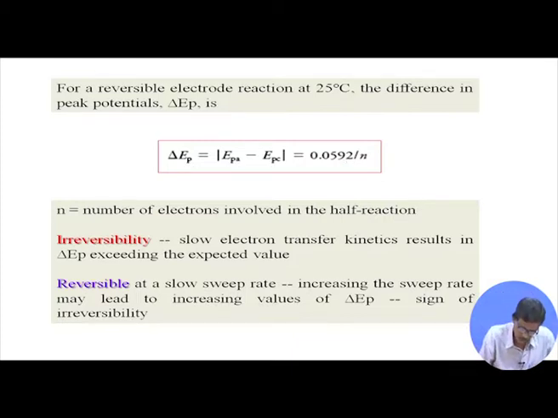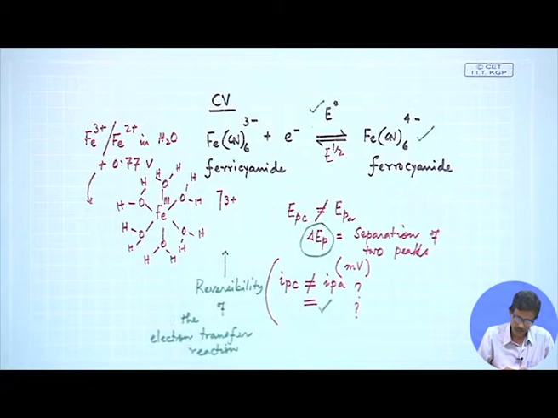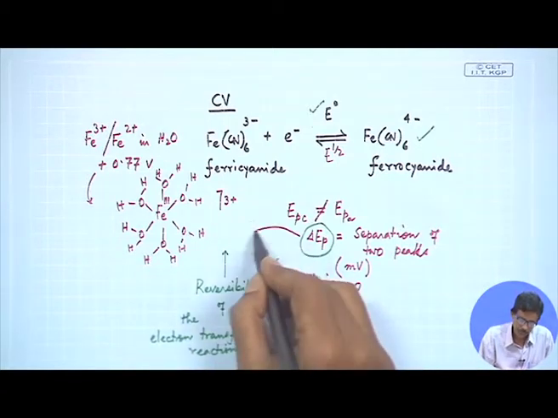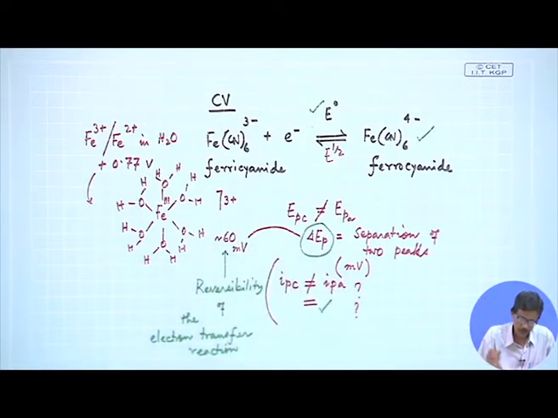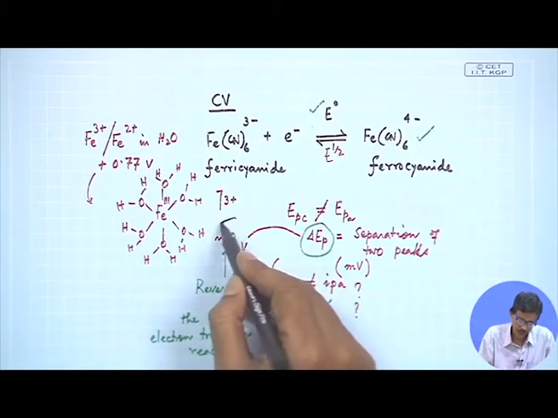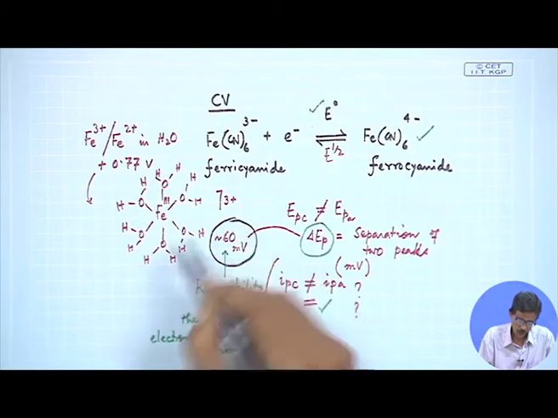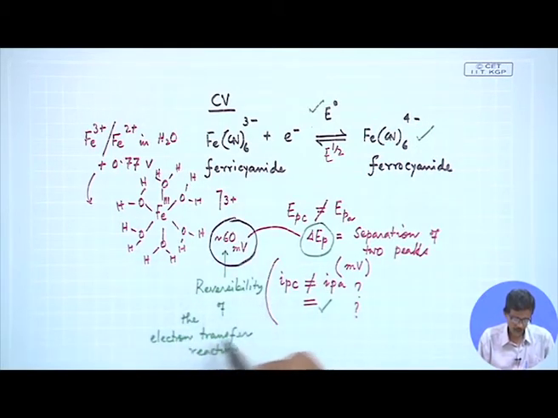So, for a reversible process, the criterion for reversibility for this type of electron transfer is that delta EP should be around 60 millivolt. If we get a corresponding magnitude of delta EP of 60 millivolt, we consider this as a reversible electron transfer reaction.